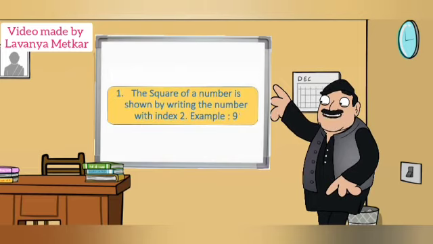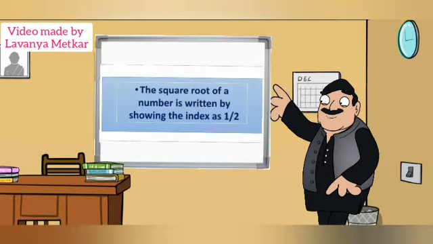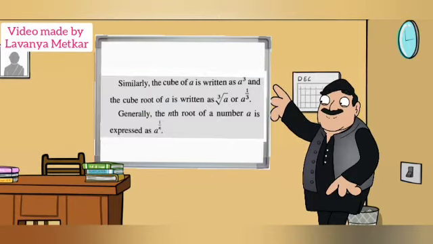The square of a number is shown by writing the number with index 2, for example 9 raised to 2. The square root of a number is written by showing the index as 1 upon 2. As in square root, we write 1 upon 2. Similarly, for cube root, we write 1 upon 3, for example a raised to 1 upon 3. Generally, the nth root of a number a is expressed as a raised to 1 upon n.